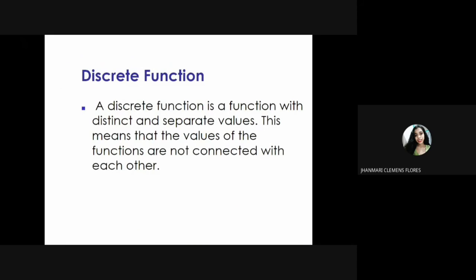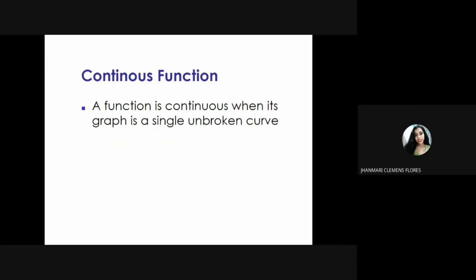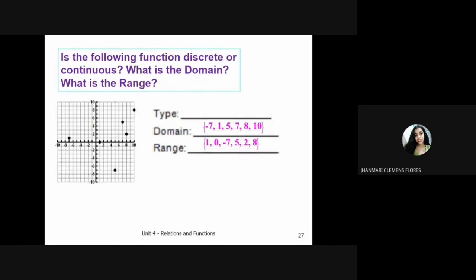There are 2 types of functions, discrete and continuous function. A discrete function is a function with distinct and separate values. This means that the values of the function are not connected with each other. In Tagalog, we can simply say that pakalat-kalat yung mga points, or should I say the points are not at one place. They're scattered, they're everywhere, all over the Cartesian plane. And a continuous function is like the one line that we represented a while ago, the one that we used for the vertical line test. That's the perfect example for a continuous function.